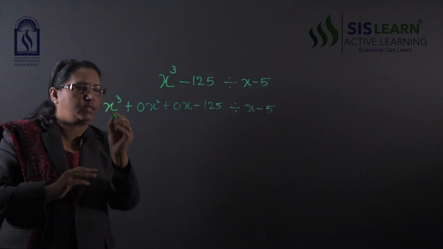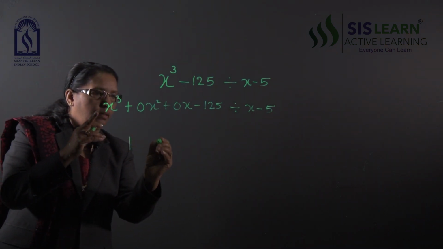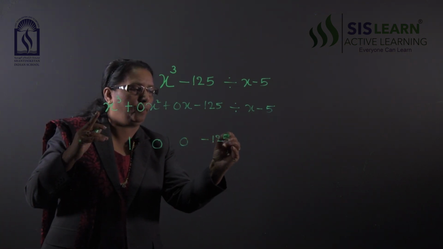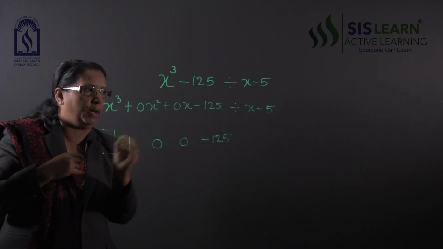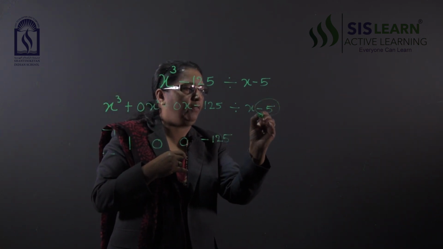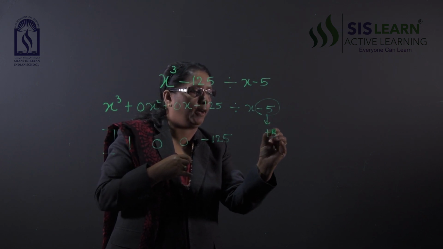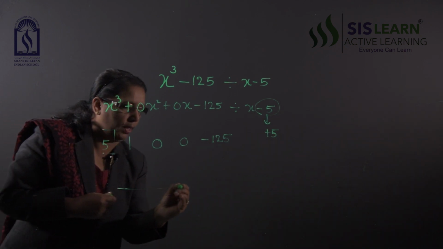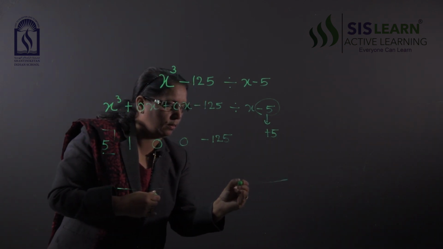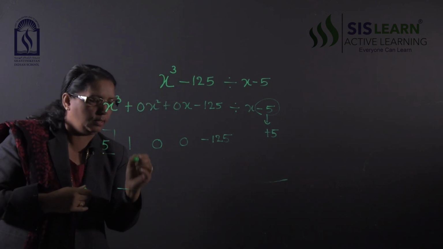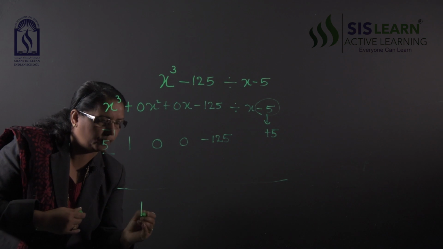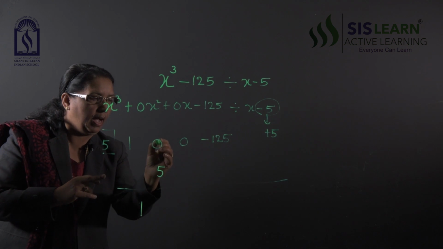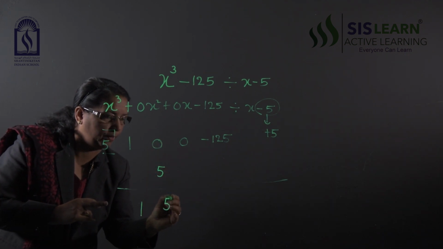Now taking the coefficients, here it is 1, 0, 0 and minus 125. And we are going to divide it by taking the opposite sign of negative 5, that is positive 5. As we have done before, draw a line here and bring down this 1. Now 1 times 5 is 5. Adding 0 and 5, you get 5 here.